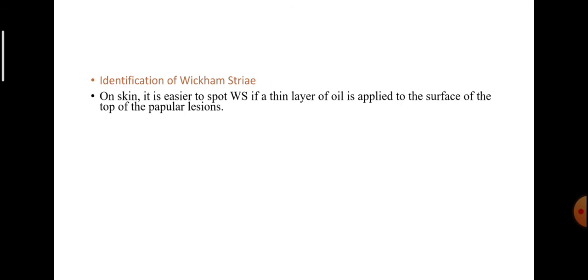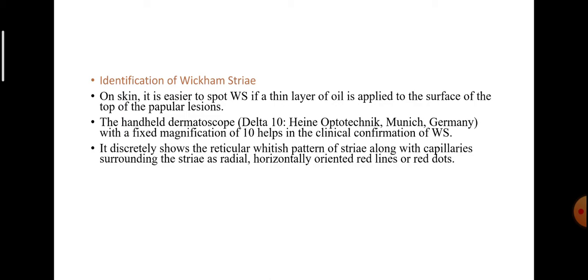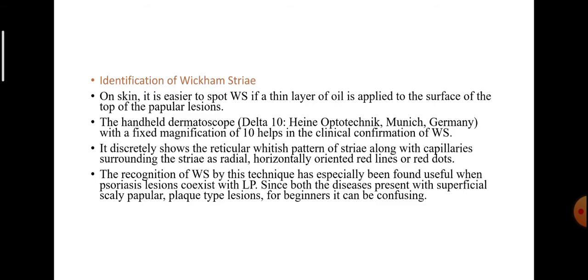Identification. On skin, it is easier to spot Wickham striae if a thin layer of oil is applied to the surface of the top of the papular lesions. The handheld dermatoscope with a fixed magnification of 10 helps in the clinical confirmation of Wickham striae. It discretely shows the reticular whitish pattern of striae along with capillaries surrounding the striae as radial, horizontally oriented red lines or red dots. The recognition of Wickham striae by this technique has especially been found useful when psoriasis lesions coexist with lichen planus, since both the diseases present with superficial scaly papular plaque-type lesions.